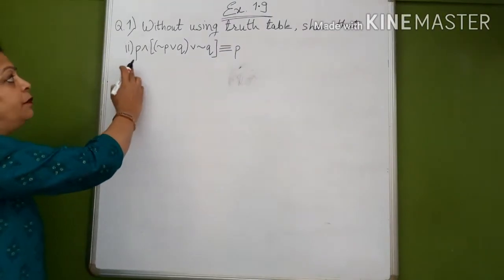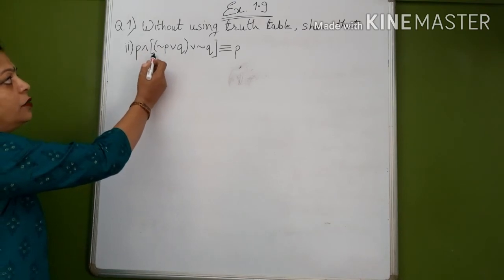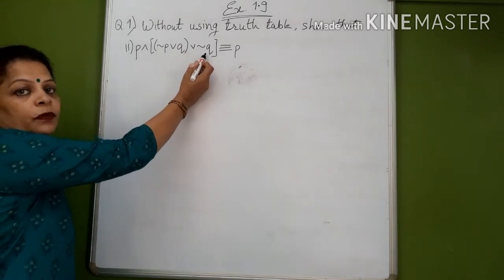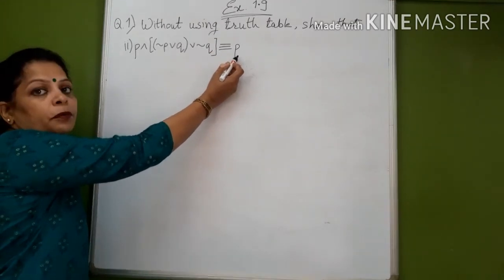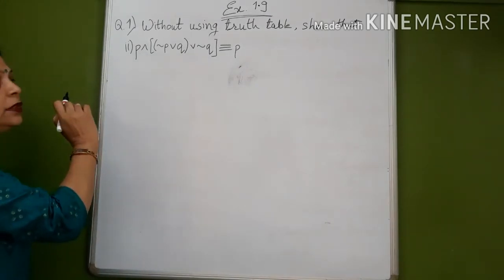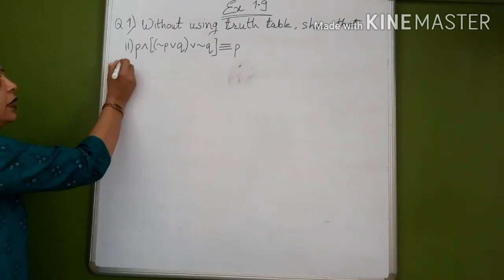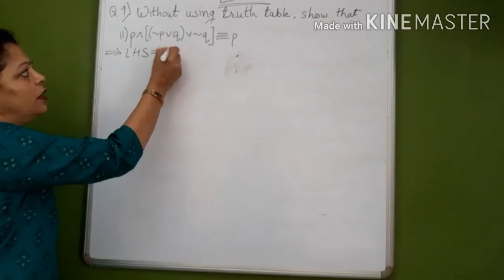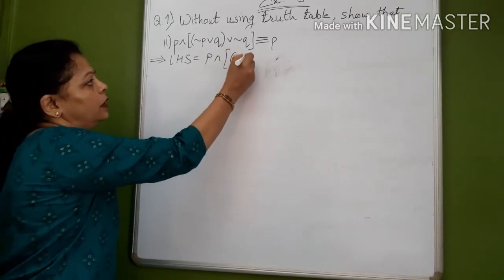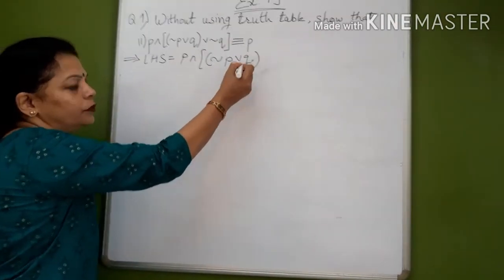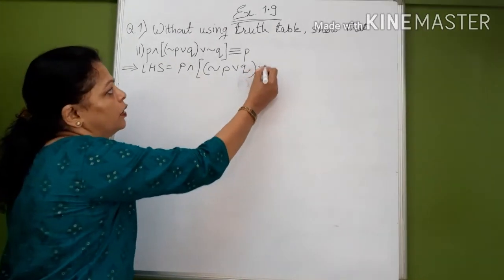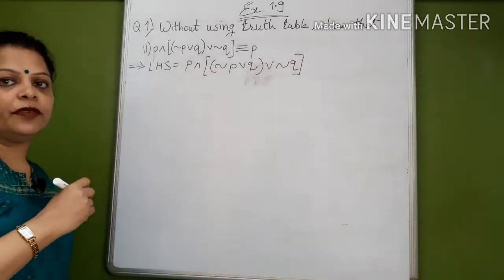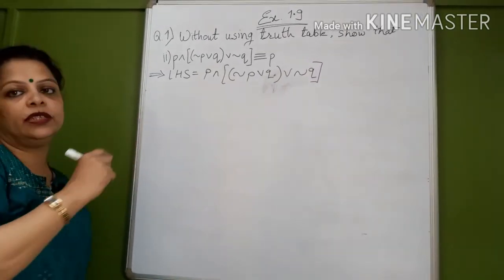The second question is P and (negation P or Q) or negation Q, and this should be equivalent to P. This is the second sub question. Now let us start with LHS. So we get LHS is equal to P and negation P or Q, fine, or negation Q. This is what is given. Now we have to prove that this is equivalent to P.